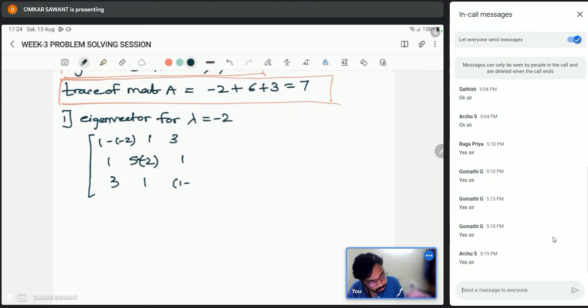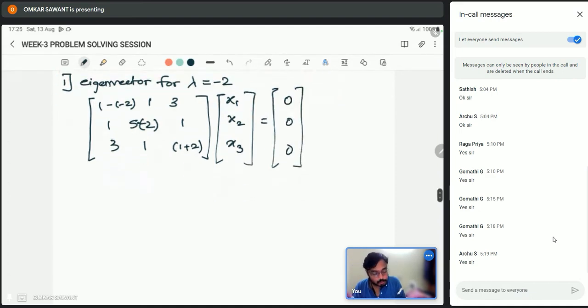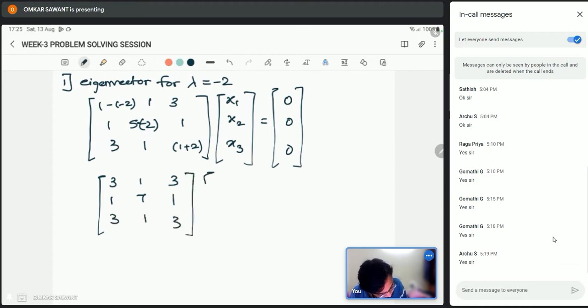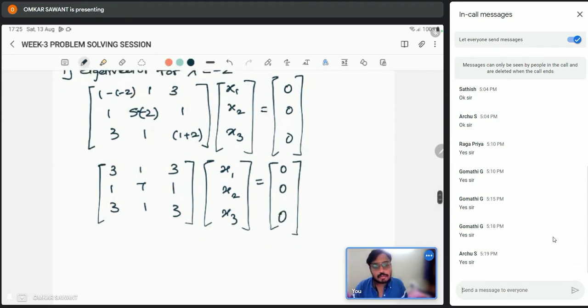Minus of minus 2, that is plus 2. Okay, this will be your corresponding eigenvector. So put it as x1, x2, x3 equal to 0. Okay, so 3 1 3, 1 7 1, 3 1 3, right? To get this, we will try to convert it into row echelon form to get the relation among x1, x2, x3, and that will help to get the eigenvector.